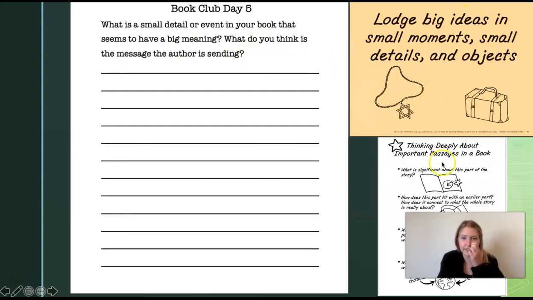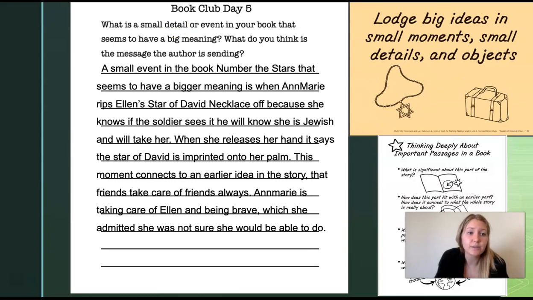All right, so I included the sticky here again. I included the chart. I know I'm covering it right now, but on the next slide, hopefully it's on the other side, so you'll be able to see it. And so they're asking about this necklace for Number the Stars. That's what we were talking about, what we're going to fill it out with. And so I have done this work already. And so I said a small event in the book Number the Stars that seems to have a bigger meaning is when Anne Marie rips Ellen's Star of David necklace off because she knows if the soldier sees it, he will know she is Jewish and take her away. So then I say when she releases her hand, it says that the Star of David is imprinted onto her palm.